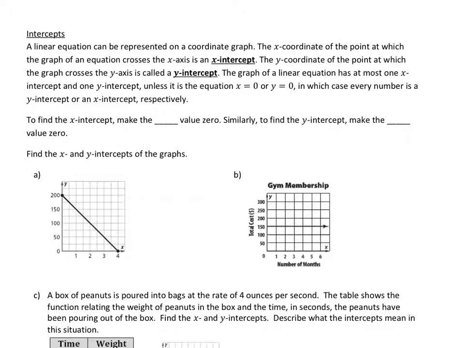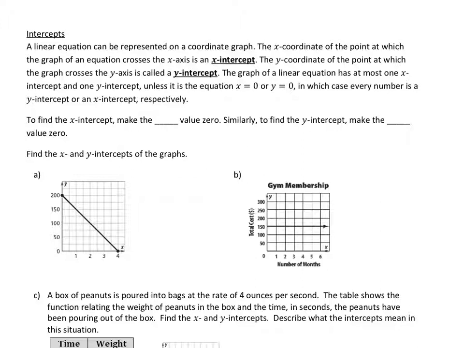On the back, intercepts. A linear equation can be represented on a coordinate graph. The x-coordinate of the point at which the graph of an equation crosses the x-axis is the x-intercept. The y-coordinate of the point at which the graph crosses the y-axis is called the y-intercept. We've been working with y-intercepts.